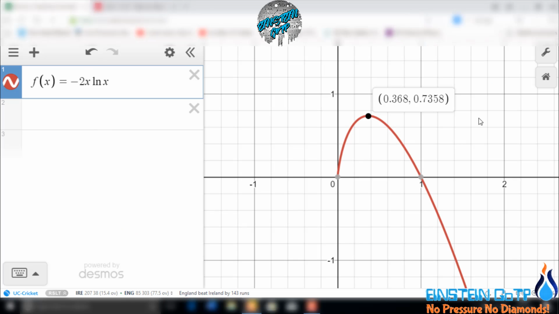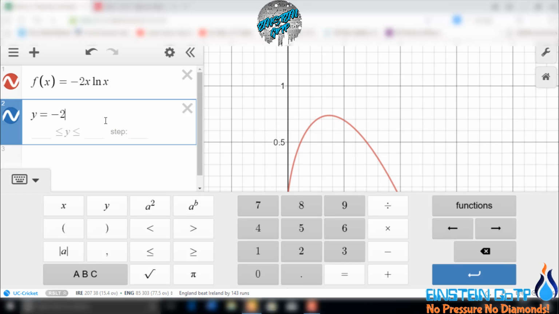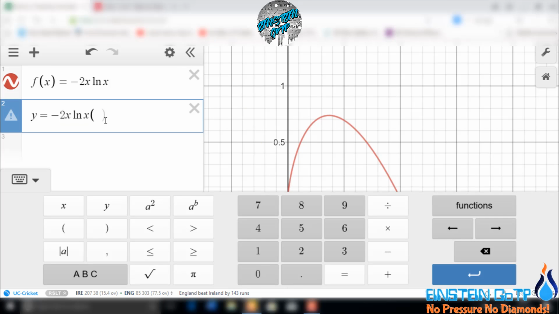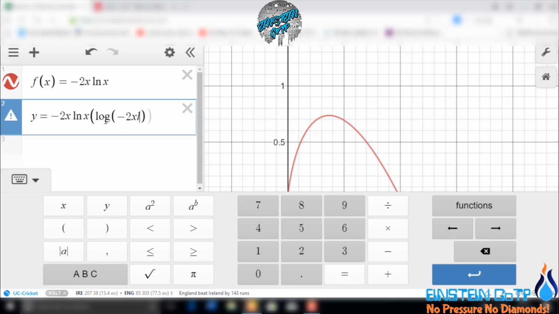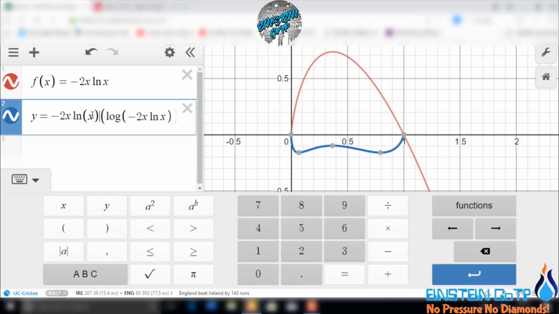So let's talk about another thing. I have created another function from this function. So this function was called the Lignin function. So what about I made the Lignin Zeta function. So let's type this one, Lignin Zeta function. So it is basically minus 2x ln x into log of minus 2x ln x. Let me close the bracket. Wait, let me use the parentheses here.